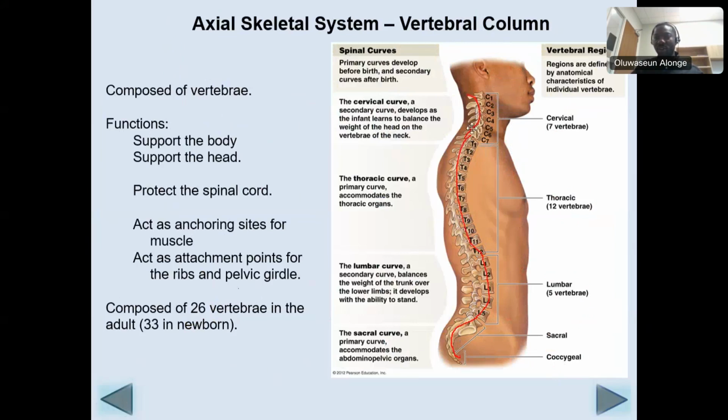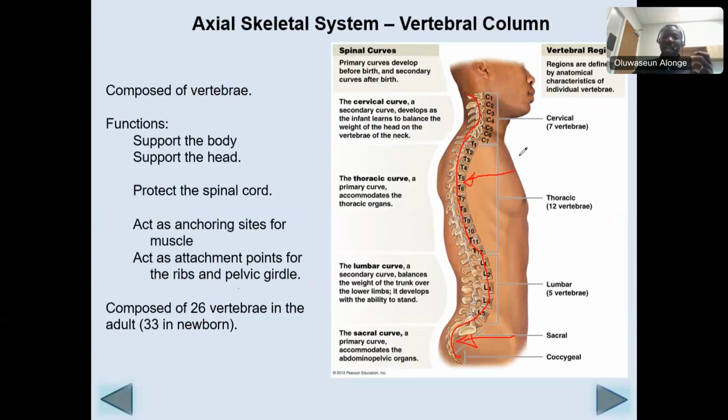So there are 4 curves in total. Now, the convex curves, we call them the secondary curves. And the concave curves, we call them the primary curves. Why do they call them primary? We call them primary curves because they are curves that were developed before the child was born. They are primary curves because they are curves that were developed before birth.